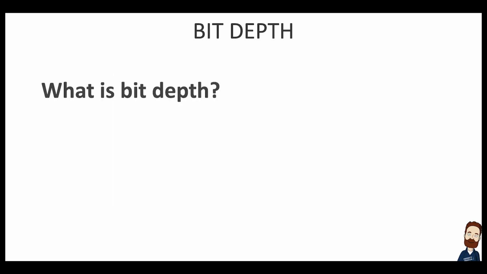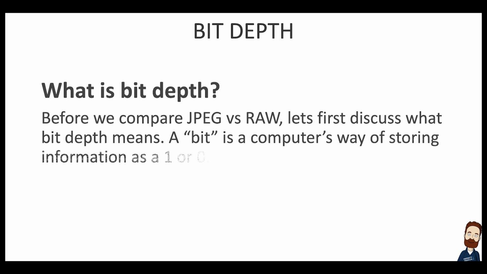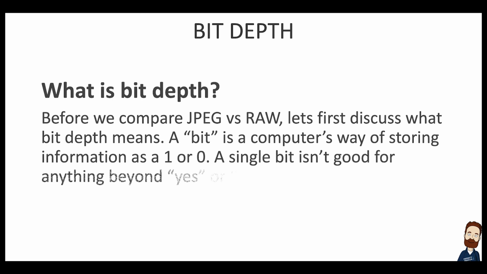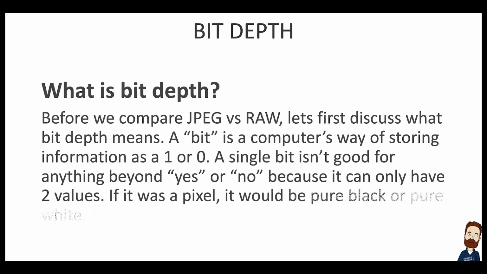So let's just touch on bit depth. What is bit depth? Before we compare JPEG versus RAW, let's first discuss what bit depth means. A bit is a computer's way of storing information as either a 1 or 0. A single bit isn't good for anything beyond yes or no because it can only have 2 values. If it was a pixel, it would be pure black or pure white, and that's not very useful.